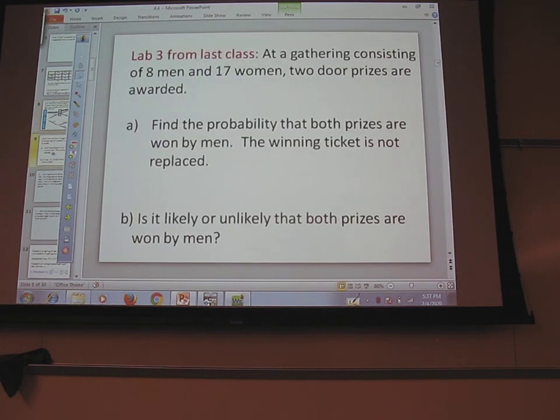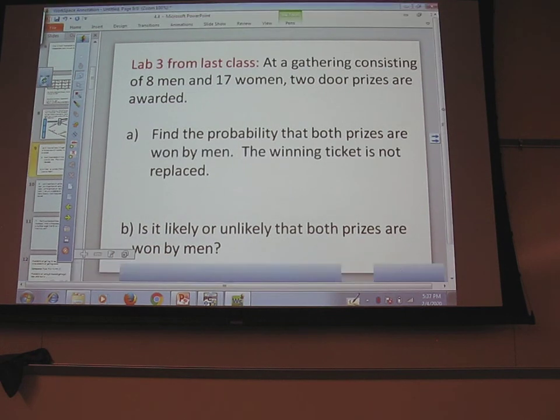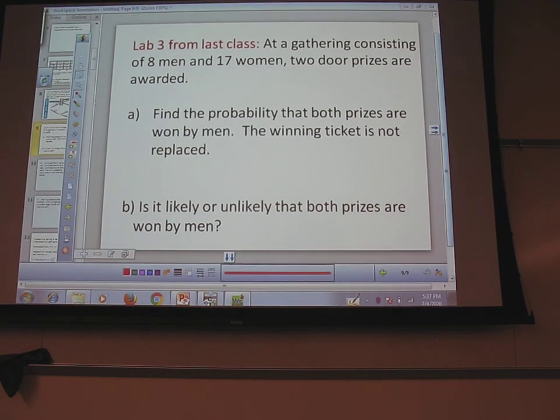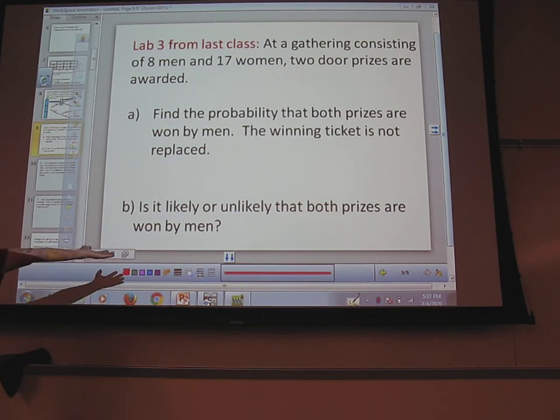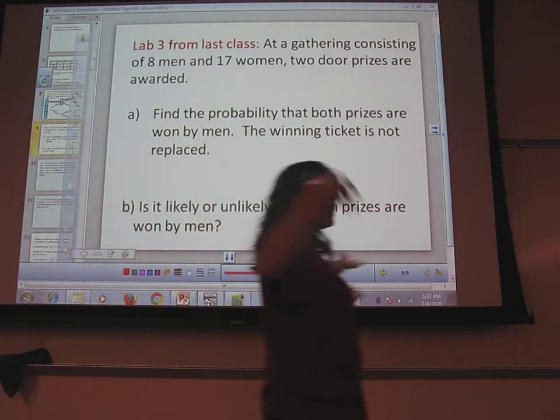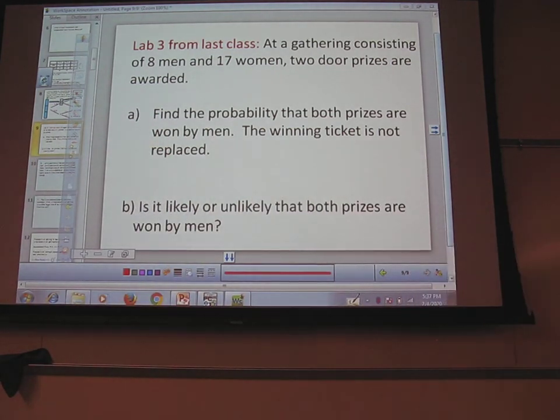All right, so I'll give you guys, let's say, take a look at lab 3 from last class. So this is the one that starts off at a gathering consisting of 8 men and 17 women. So remember we talked about how if we're talking about millions of people, like all Californians or all Americans, taking 3 or 4 or 5 will not affect the probability of all Americans. Everyone, you guys remember that? So 46% of all Americans will still stay 46%.